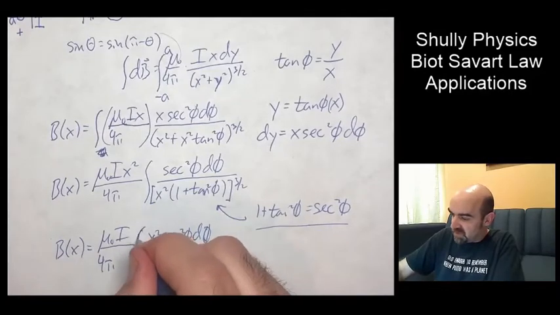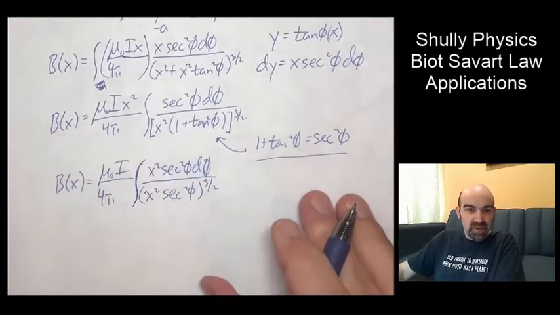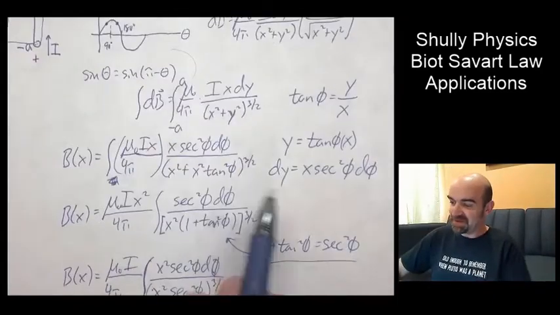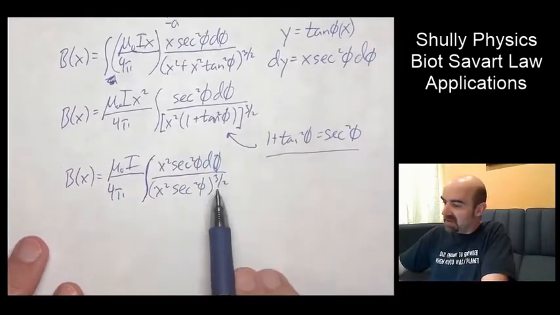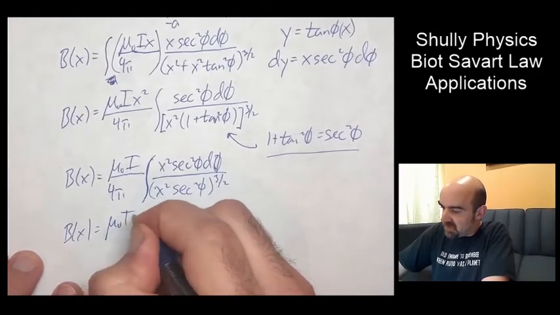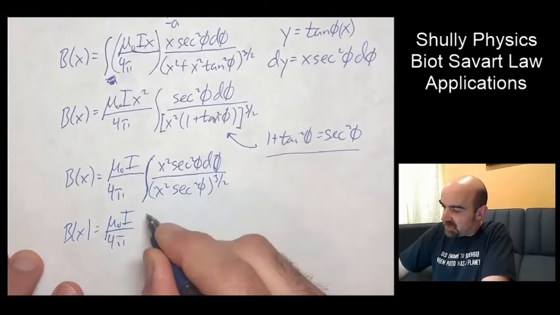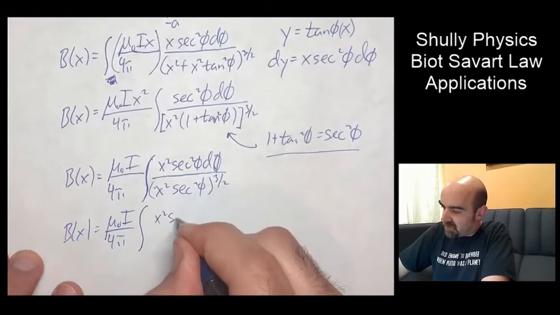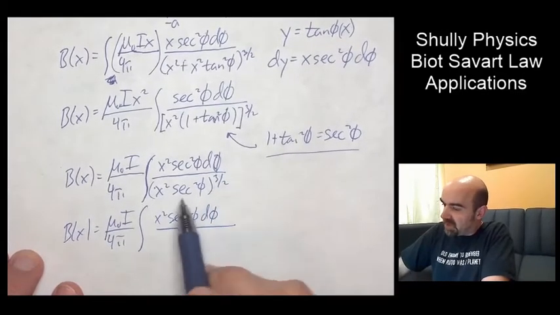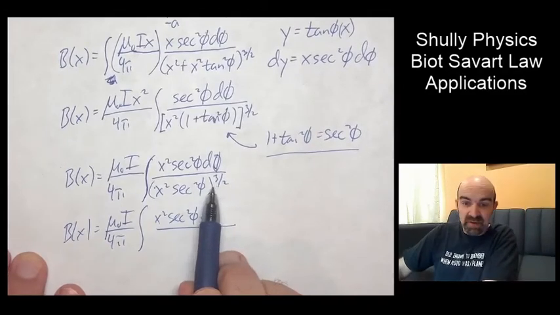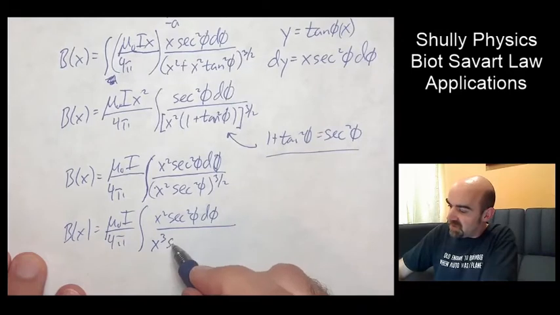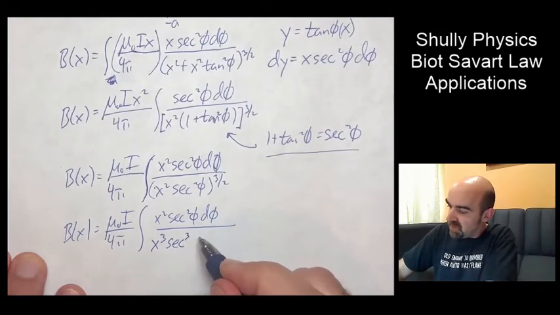Okay, and this is my ugly integral sign. There we go. Moving up a little bit. Take that in a little. We're going to apply the exponent. That's a little prettier. And x squared to the 3/2 is x cubed. And secant squared to the 3/2 is secant cubed phi.